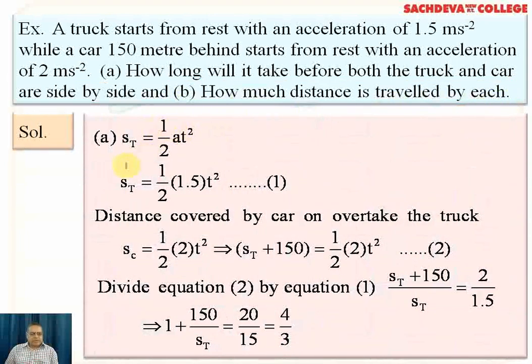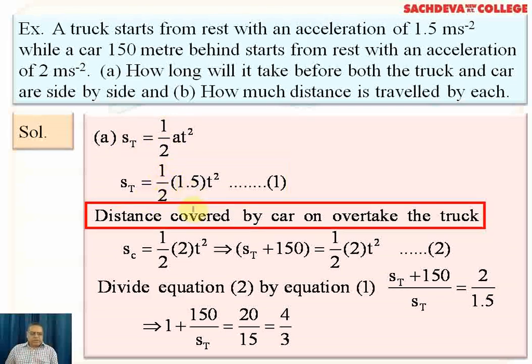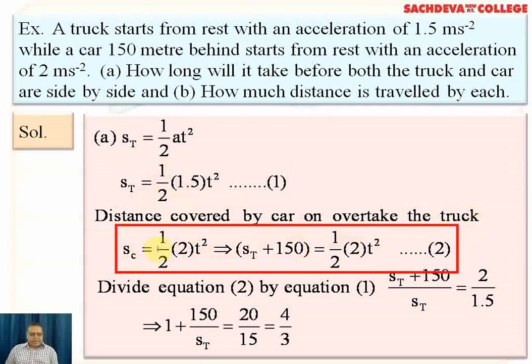To solve this question, we have to use the general equation of motion. The distance covered by the truck, with the assumption that the initial velocity is 0, will be half at square. So we have generated equation number 1, half, and for a we put the value, t square is unknown. Distance covered by the car on overtaking the truck, again it is SC, that is distance covered by the car. It is half at square. A is 2. So we again put the values, and we got the second equation, that is half of 2 into t square.